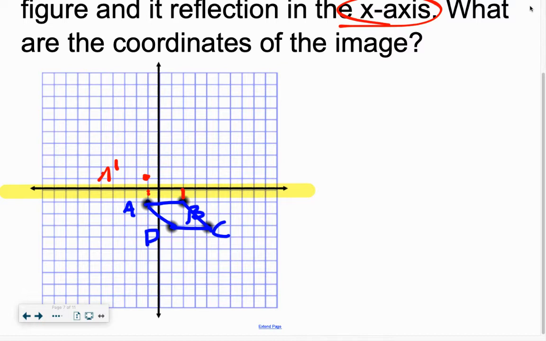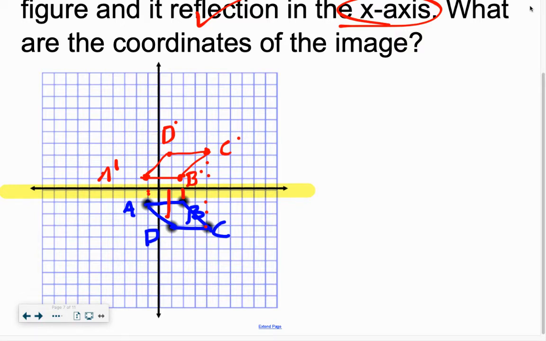Again, B, since it's down 1, reflect it over and put it up 1. There's B prime. C is down 1, 2, 3, so flip it over this line and go up 1, 2, 3. Put a dot there, label it C prime, and then D prime again. If it's down 3, we're going to go up 1, 2, 3. And label it D prime. You have now reflected that pre-image, parallelogram ABCD, over the x-axis to create that image.